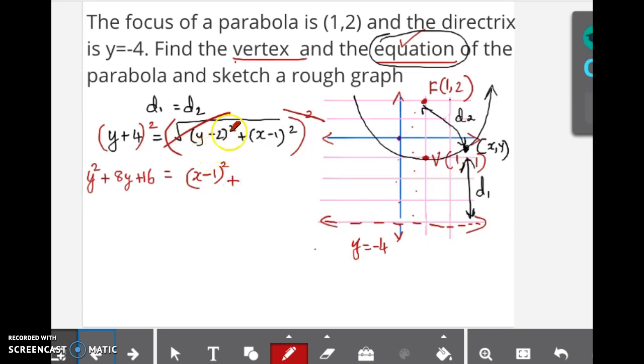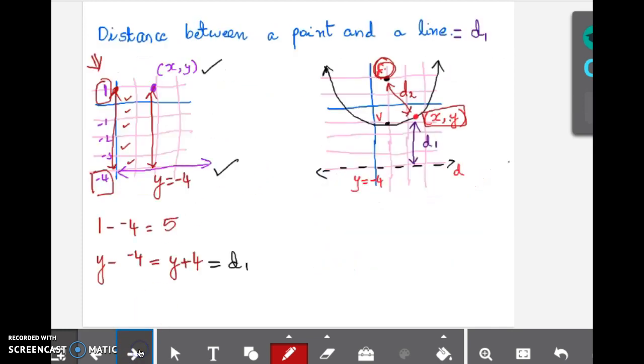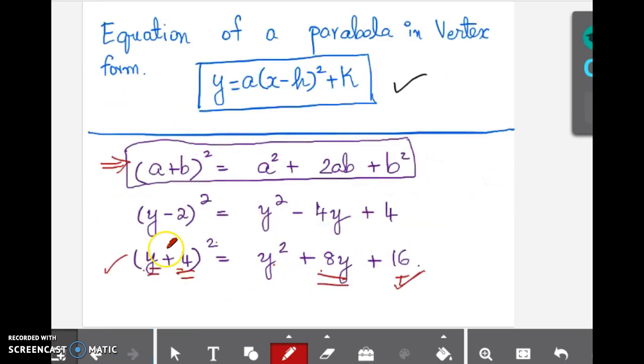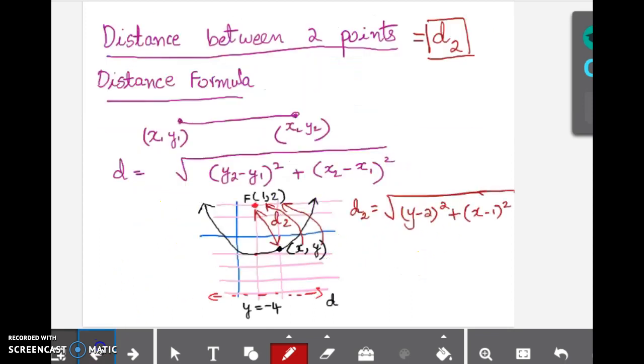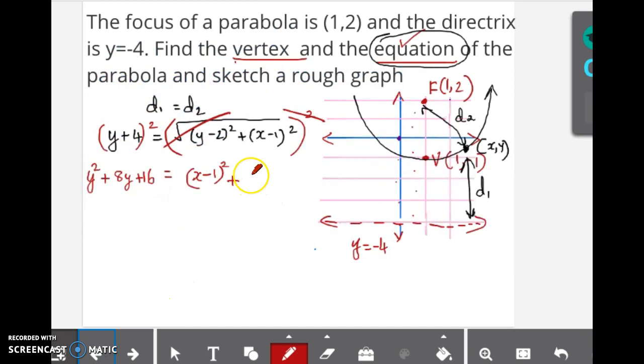Okay, so y minus 2 the whole square, again I want to go to that screen and show you that. Y minus 2 the whole square is this one. Square the first term, multiply 2 times negative 2 times y for the middle term, and the last term is negative 2 square, which is positive 4. So let's write that there. So we get y square minus 4y plus 4.